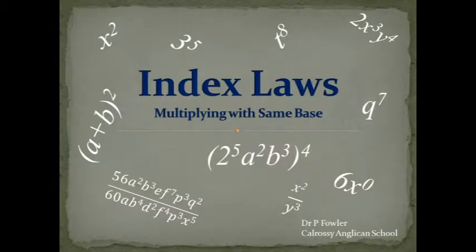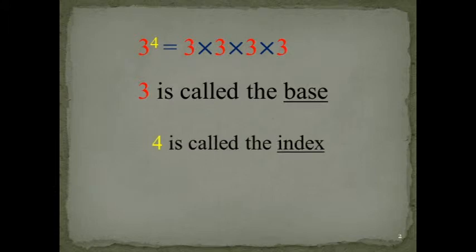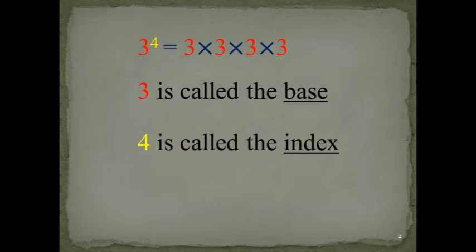In this video, we're going to start looking at the first of the index laws. Before we do, let's do a bit of revision. If we write 3 to the power of 4 in the expanded form, we have 3 times 3 times 3 times 3. In other words, 4 3s multiplied together. The 3 is called the base. The 4 is called the index.